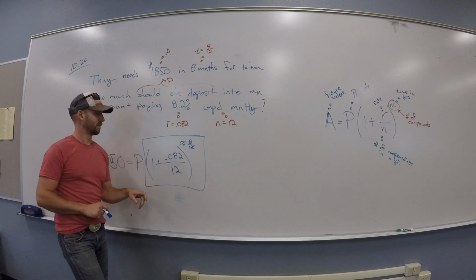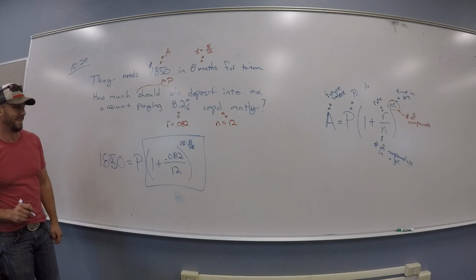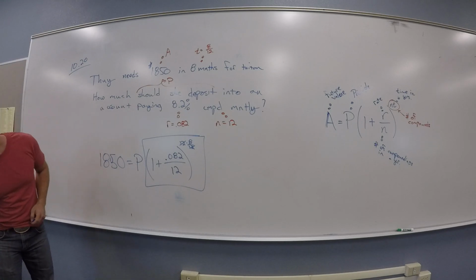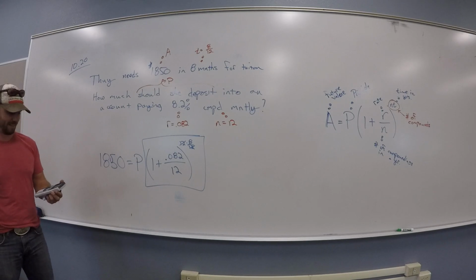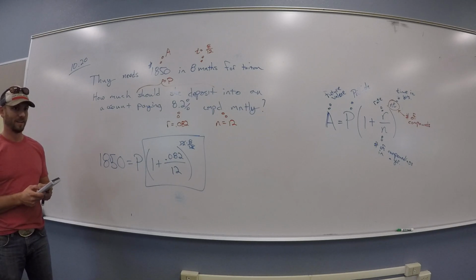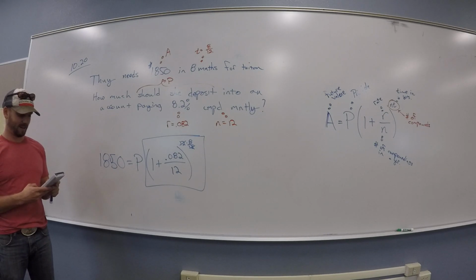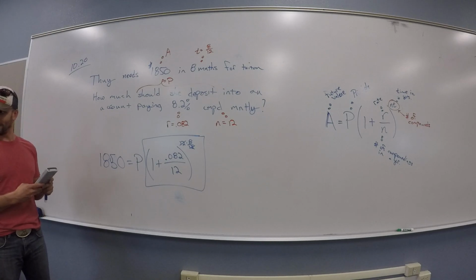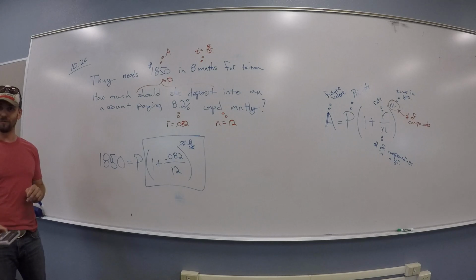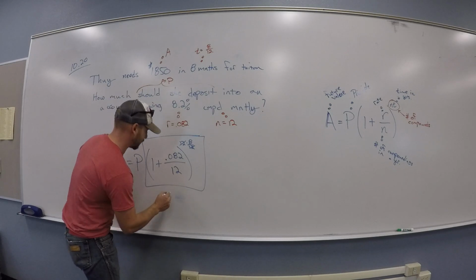I got 1.055999933. Okay. That's right. So, on the calculator, when you put these in, you need to make sure you have parentheses. So, I'm doing parentheses 1 plus 0.082 divided by 12, close parentheses, caret 8. Did I get it wrong? What did you get? 1.056. Nice. So this whole business here is 1.056.